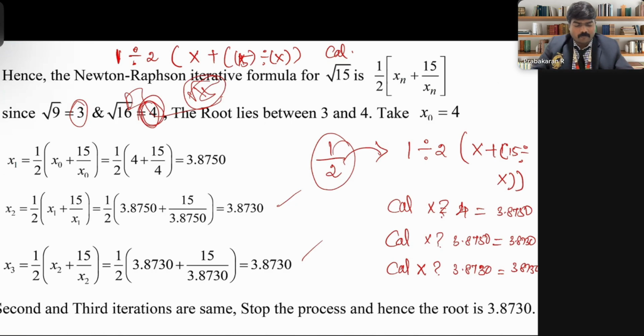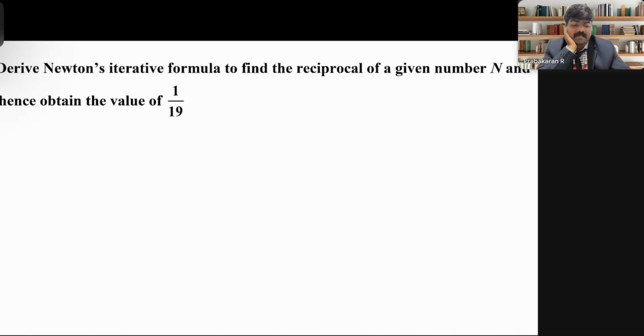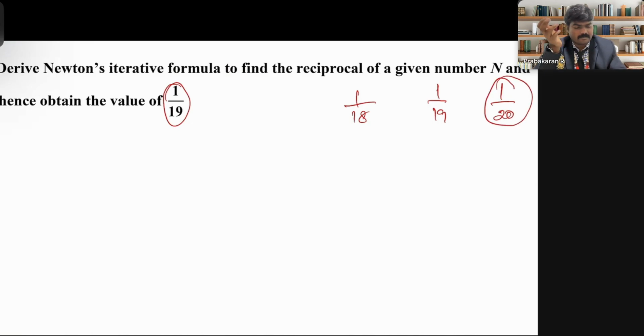Next, we move on to the next topic. Using Newton's iterative formula, find the reciprocal of an integer n. Hence, using that formula we are going to evaluate 1 by 19. First we have to go for a generalized formula. 1 by 19 lies somewhere between 1 by 18 and 1 by 20, so it is nearby 1 by 20 or 1 by 18, right? We can take this as an initial value and then go for solving.